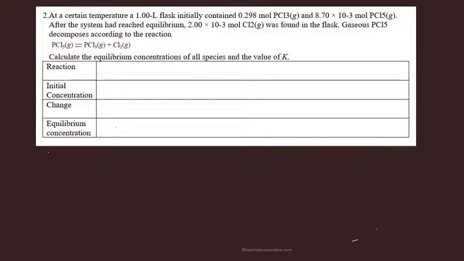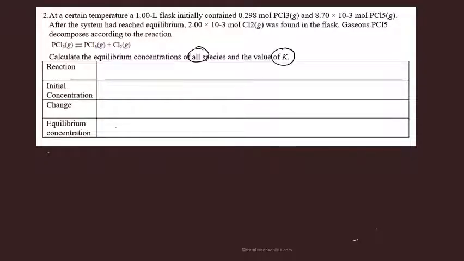Alright, second question. At a certain temperature, a 1 liter flask initially contains 0.298 moles of PCl3 and 8.7 times 10 to the power negative 3 moles of PCl5. After the system had reached equilibrium, 2 times 10 to the power negative 3 moles of chlorine was found in the flask. Gaseous PCl5 decomposes according to the reaction PCl5 gives PCl3 plus Cl2. Calculate the equilibrium concentration of all species and the value of K.